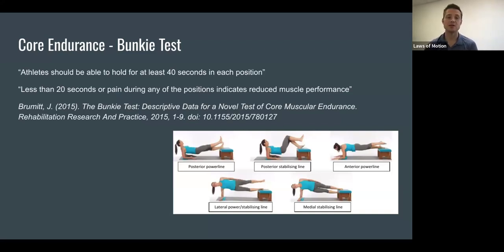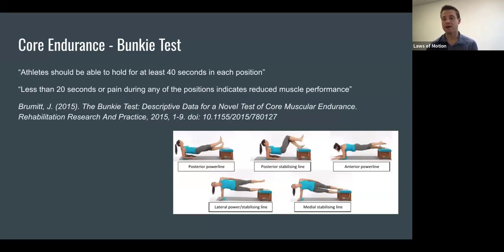If you are less than 20 seconds or you have pain during any of these positions, it indicates a reduced muscle performance, which then can lead to an increased chance, not a guarantee, but an increased chance of injury. So the Bunky test is a great way to, one, assess to see, hey, am I strong in all these different stabilizing lines, or do I need to work on them? And then you can actually turn the assessment into your treatment.